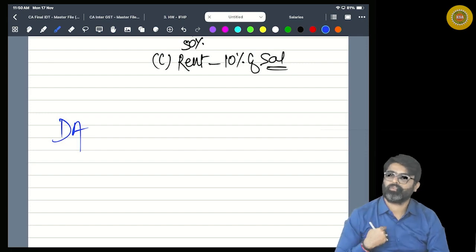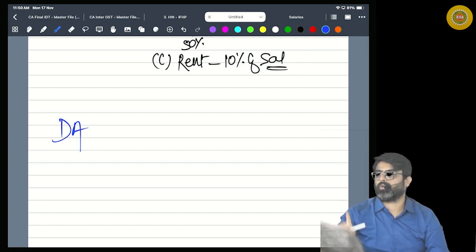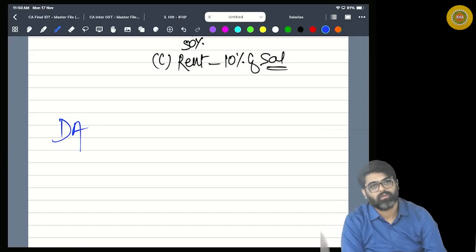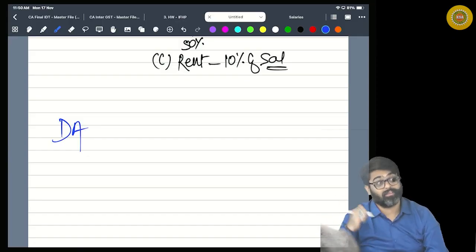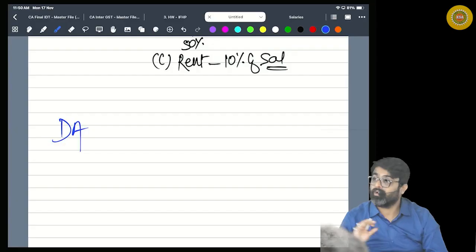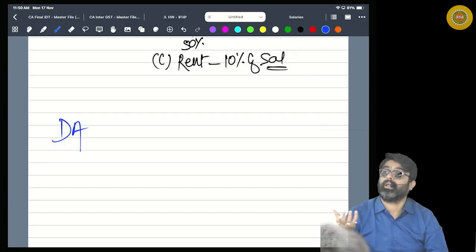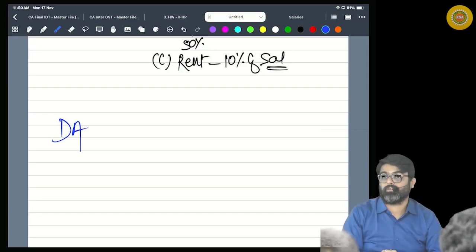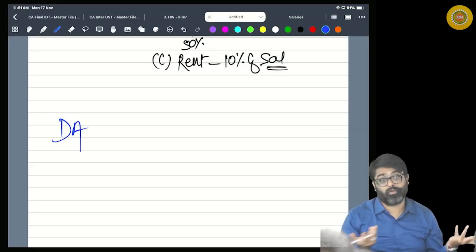My salary is how much? 1 lakh rupees. I will tell my employer to give me 10,000 rupees and the rest 90,000 in the form of dearness allowance. Why? Because dearness allowance is exempt, no? So I will try to maximize my salary. Sorry, I will try to take the maximum amount of my salary in the form of what? Dearness allowance. Because inflation is not going to go away.